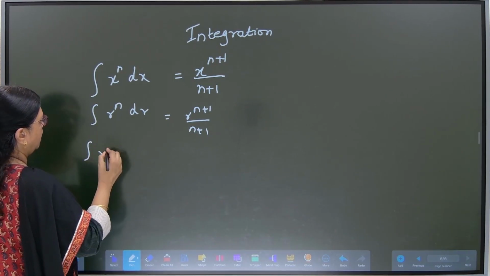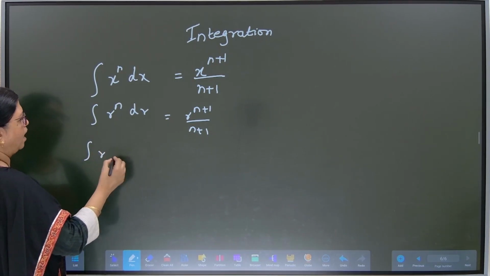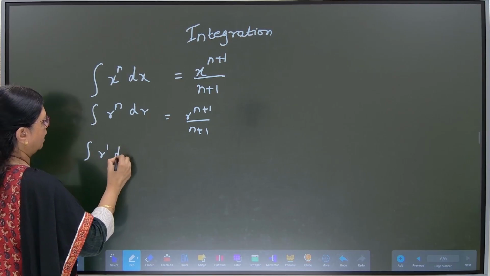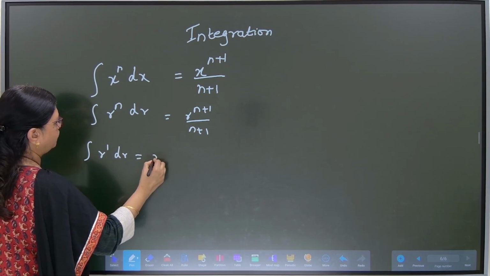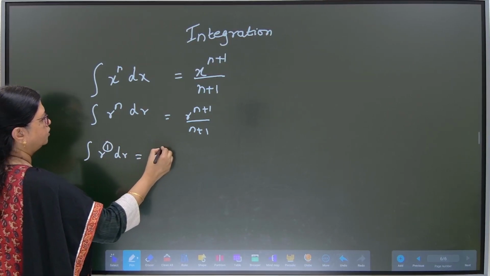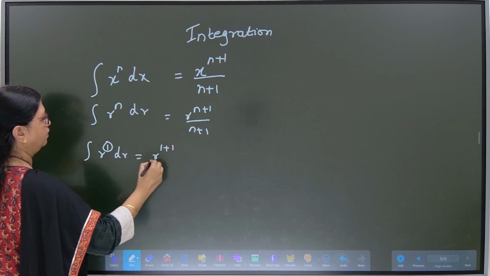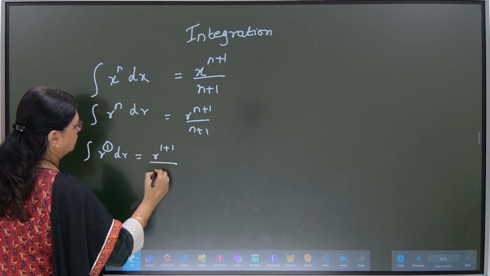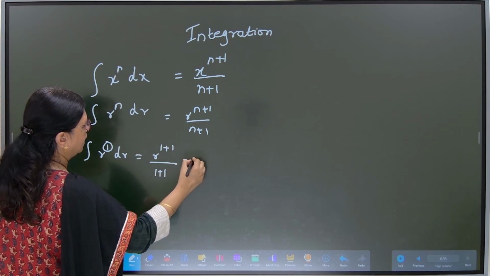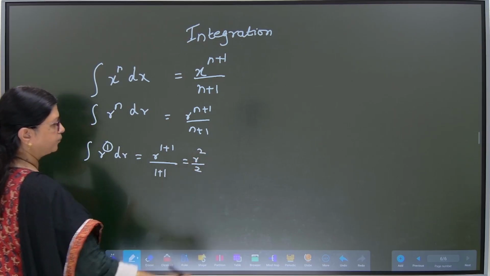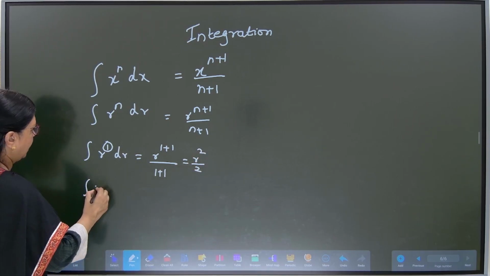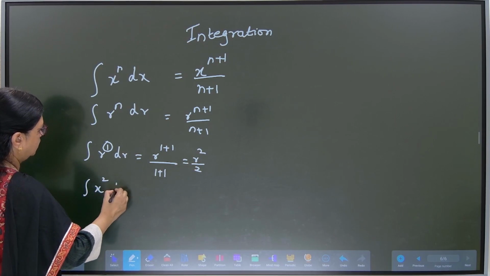Example: if I simply write r, it is r raised to 1 dr. What is the power of r at present? 1. So 1 plus 1, power plus 1 upon power plus 1, is the answer. So what is my answer? r raised to 2 by 2.